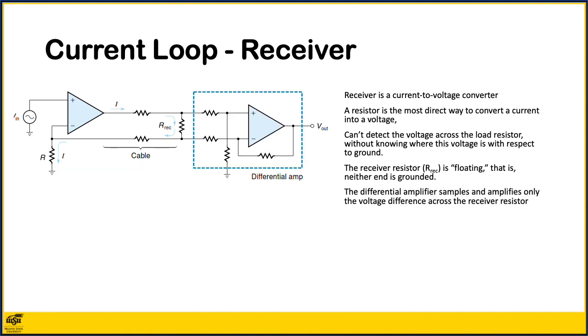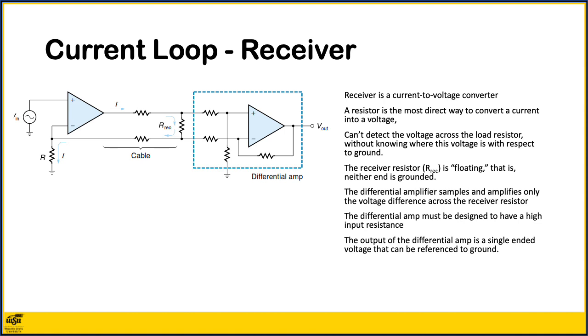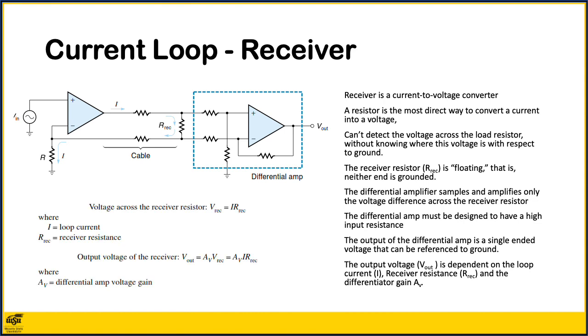The problem is solved by using a differential amplifier as the receiver, as illustrated. The differential amplifier samples and amplifies only the voltage difference across the receiver resistor. The differential amplifier must be designed to have a high input resistance to prevent any significant amount of current from leaving the loop at the receiver. The output of the differential amplifier is a single-ended voltage that can be referenced to ground. By crunching the numbers, and you should do so to check your understanding, we can show that the output voltage Vout is dependent on the loop current, receiver resistance, and the differential amplifier gain.